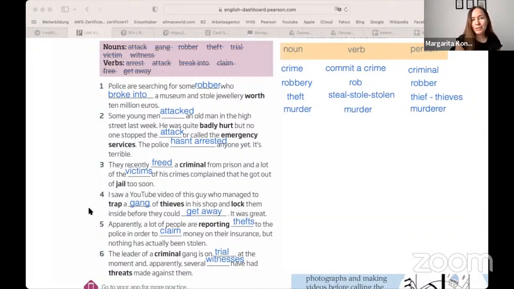Они украли ювелирку стоимостью 10 миллионов евро. They stole jewelry worth 10 million euros. Окей, супер, very, very good. Как скажете, они сбежали, смогли скрыться? They could get away. Okay, brilliant, brilliant.